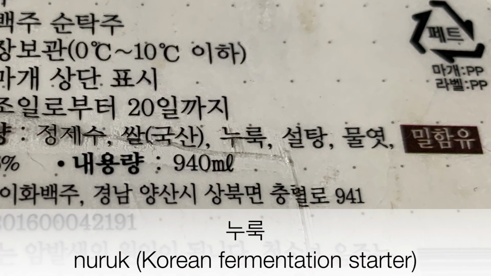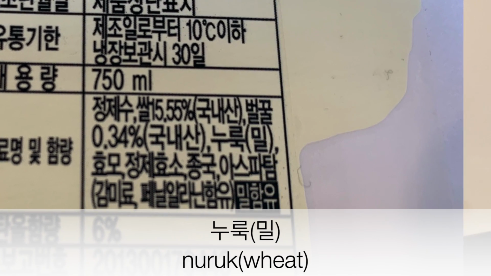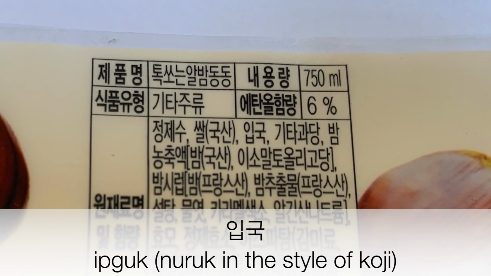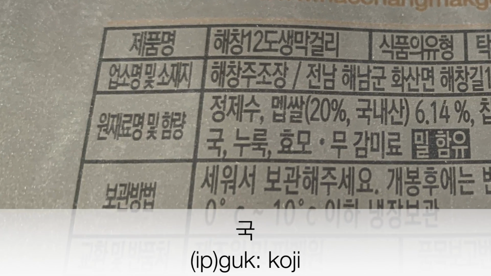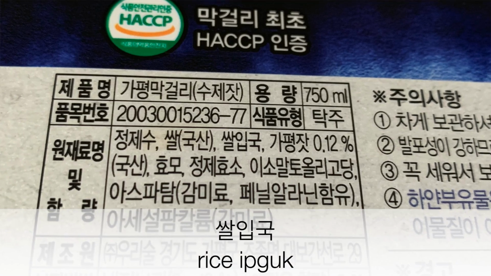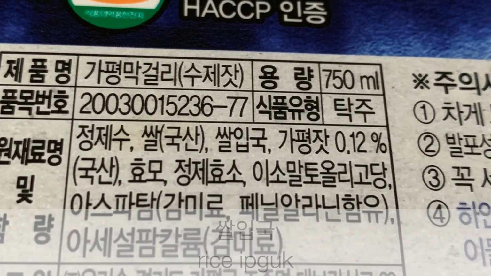The next category of ingredients are the enzymes and yeast ingredients, the nuruk, and so on. That's something you might want to see in the ingredients, what kind of nuruk is used. Often you can see just plain nuruk in the ingredients. It's often specified as made with wheat, so mil again. Another kind of nuruk in the style of koji is called ipguk. And sometimes in the ingredients it's just written as guk. And again, it's often specified as made with wheat, mil, or rice, ssal.